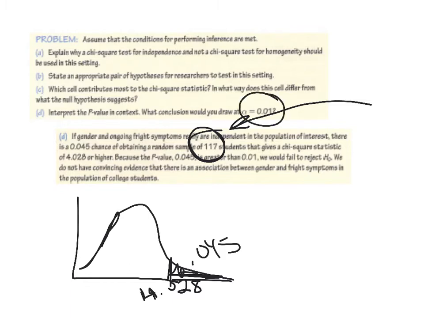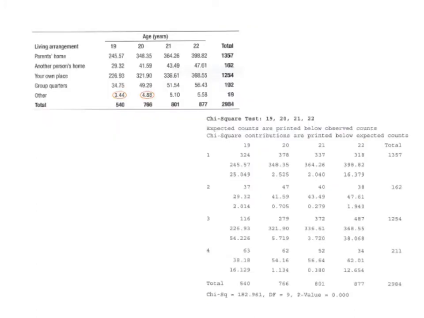The second part of this question asks what we would do at an alpha of 0.01. So because our p-value of 0.045, this is our conclusion. This first sentence here is our interpretation of the p-value. The second part here that starts with the because, that's our conclusion. We would fail to reject the null hypothesis. We do not have convincing evidence that there's an association between gender and fright symptoms in the population of college students.